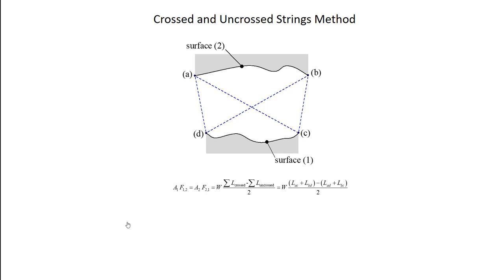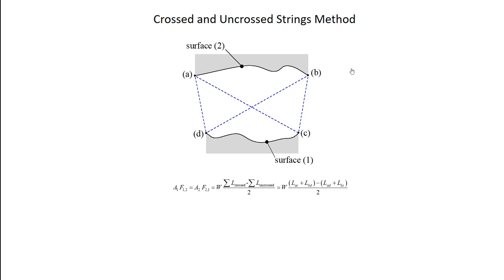One is the crossed and uncrossed strings method, and then the last one is the Monte Carlo technique, which we'll talk about later. The crossed and uncrossed strings method, though, is pretty easy to understand, easy to explain. It's only good for two-dimensional surfaces. So two-dimensional surfaces being surfaces like the ones I've shown here, surface 1 and surface 2, that extend a long way into the page so that they're able to be simulated or approximated as being two-dimensional, right?